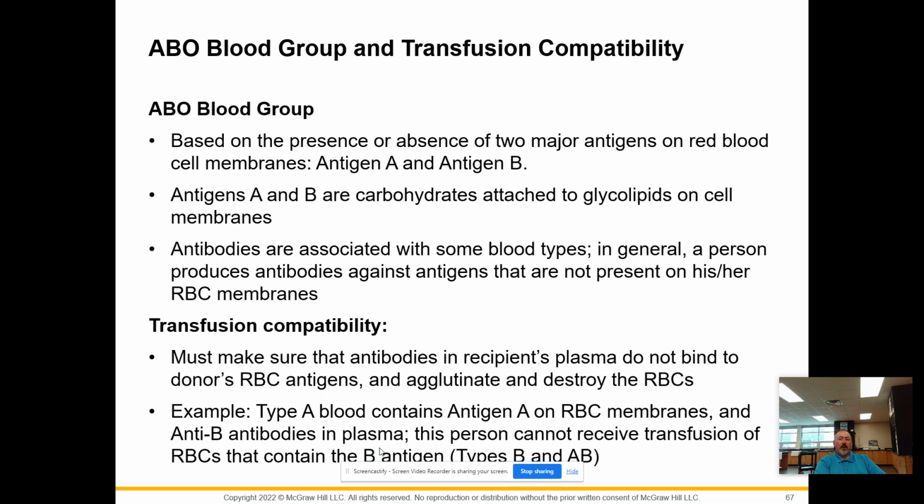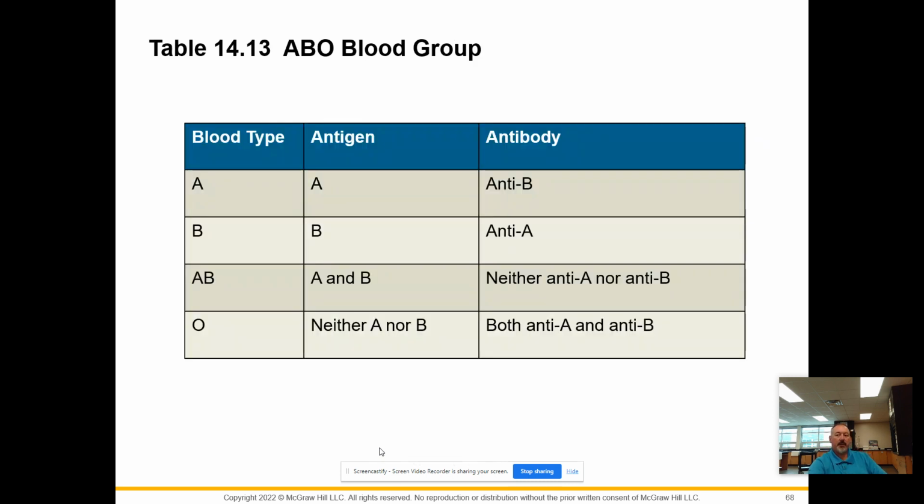The type is based on the presence or absence of major antigens on the red blood cell membranes: antigen A and antigen B. Once again, these are cell markers. They are carbohydrates attached to a glycolipid on the cell membrane. This allows individuals to identify the other type. A person with type A will have the antigen A and the antibody for B in their plasma, so they can take out B if they ever see B.